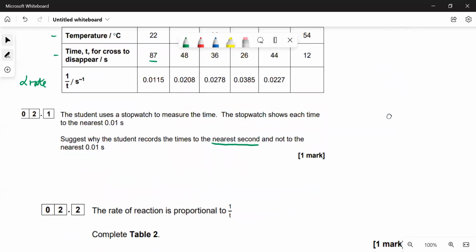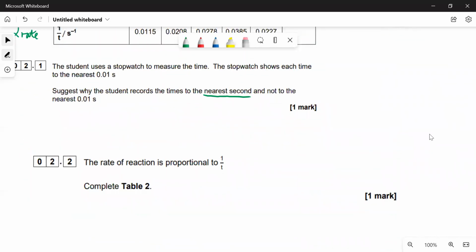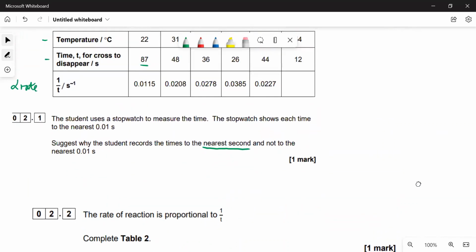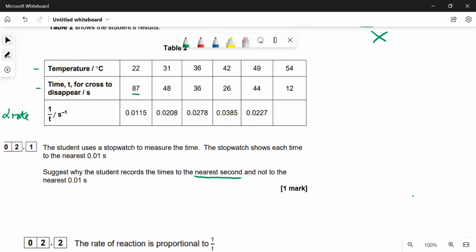Okay, the rate of reaction is proportional to 1 over T, as I said before. So we've got to complete table 2, so we've got to fill in that square there. All we've got to do is 1 over the time, which is 12. The 1 over 12 is 0.0833 recurring. So we'll do it to the right number of significant figures. They're all given to 3, so I've given it to 3 as well.